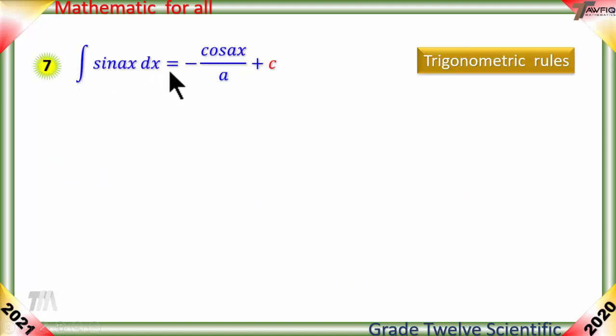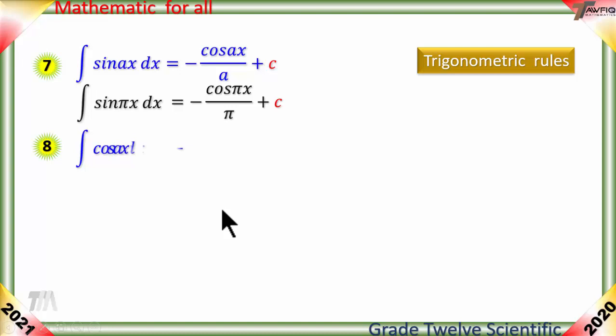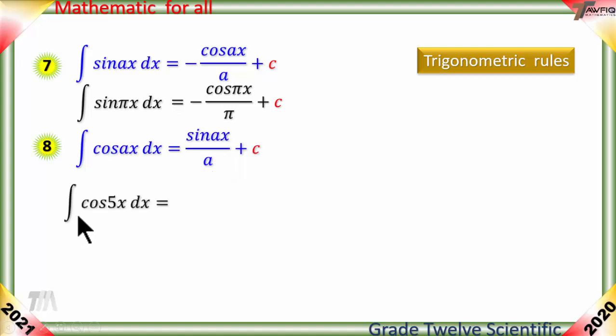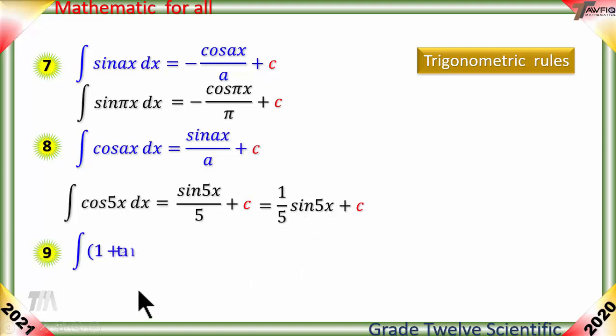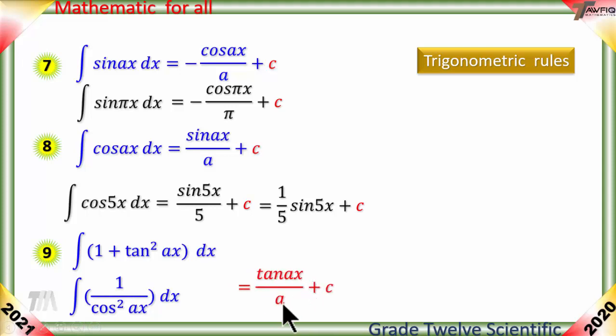The integral of sine ax dx is equal to minus cosine ax over a, where a is the derivative of the angle. The integral of sine pi x dx is equal to minus cosine pi x over pi, because the derivative of pi x is pi. The integral of cosine ax dx is sine ax over a. The integral of cosine 5x dx is equal to sine 5x over 5, and we can write it as 1 over 5 sine 5x plus c. The integral of 1 plus tangent squared ax dx, and the integral of 1 over cosine squared ax dx, is equal to tangent ax over a plus c.